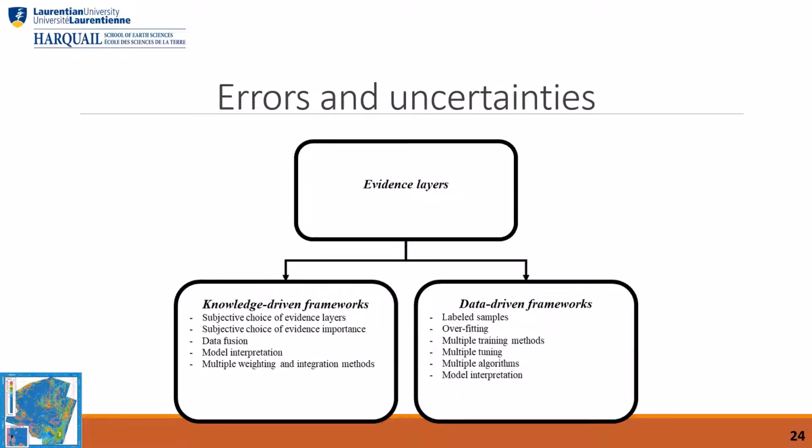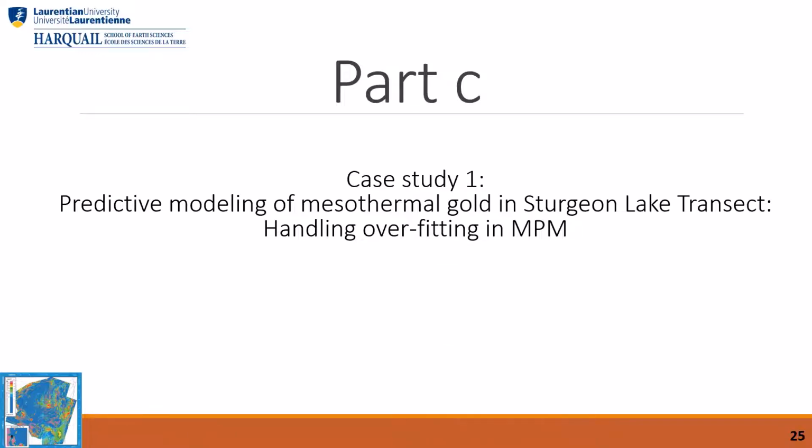So evidence layers, which are the topic of today's talk, we know for sure that they are some major sources of uncertainty, but with different types of frameworks, we also have different types of uncertainties. With data-driven or empirical frameworks, the problems are associated with our labeled samples, and the fact that we can have multiple training methodologies as well as multiple tuning methodologies. So these are all problematic, and we should try to really reduce them. But some of these uncertainties cannot be avoided, and what we do is try to measure them. By measuring them, we are using them for our benefit, and this is something that I'm going to be talking about in our case study.